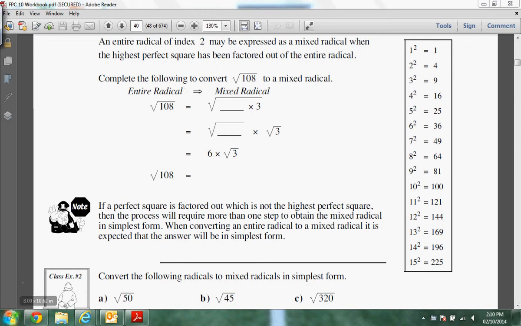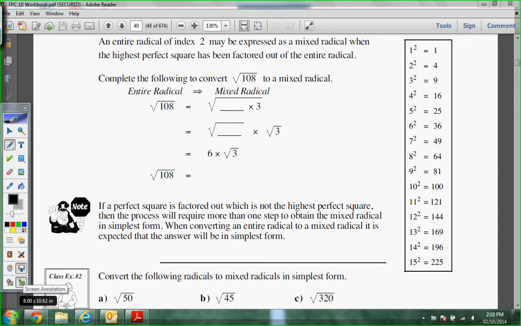An entire radical of index 2 may be expressed as a mixed radical when the highest perfect square has been factored out of the entire radical. This is how I teach it. Some people do a thing where they break it down, it takes 2 steps to get out, and it works. But I like quick, effective ways. So the easiest way for me is right now, without looking at this list here. Can anybody tell me the biggest perfect square that goes into 108?